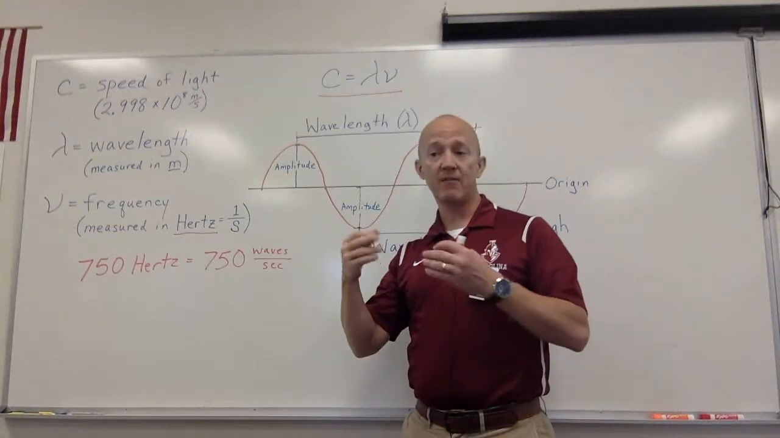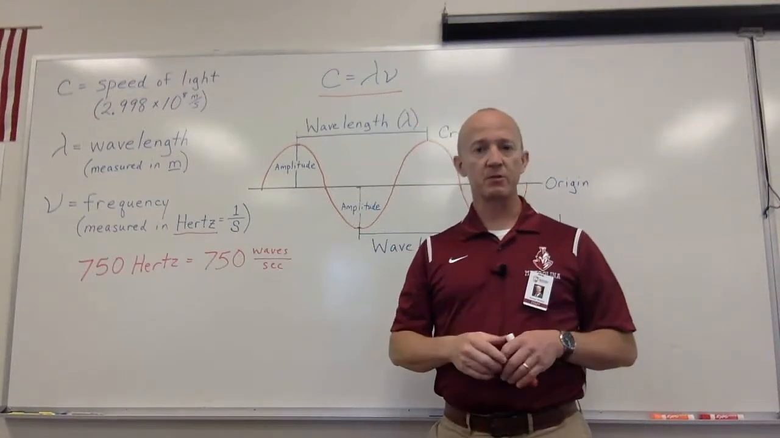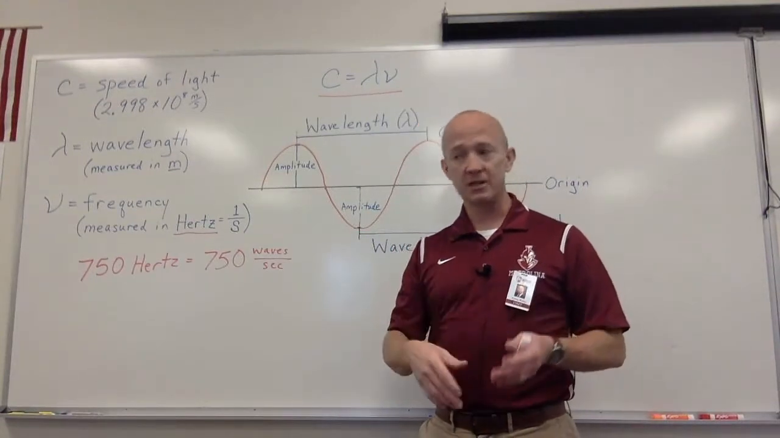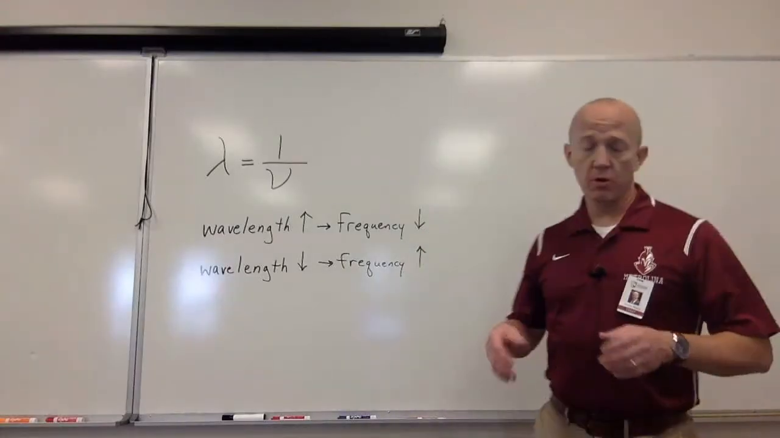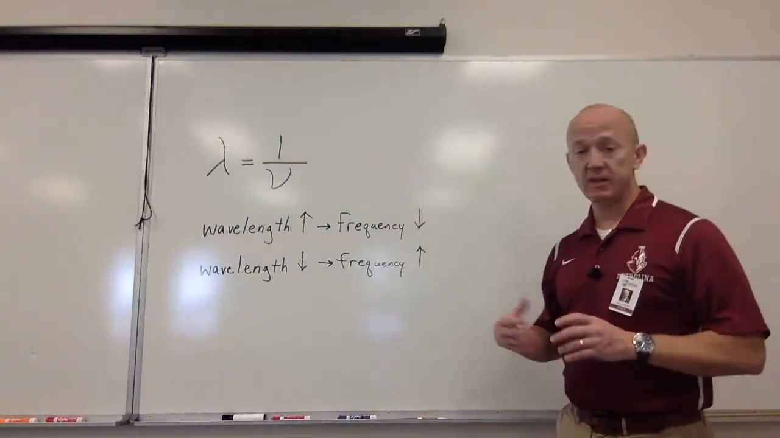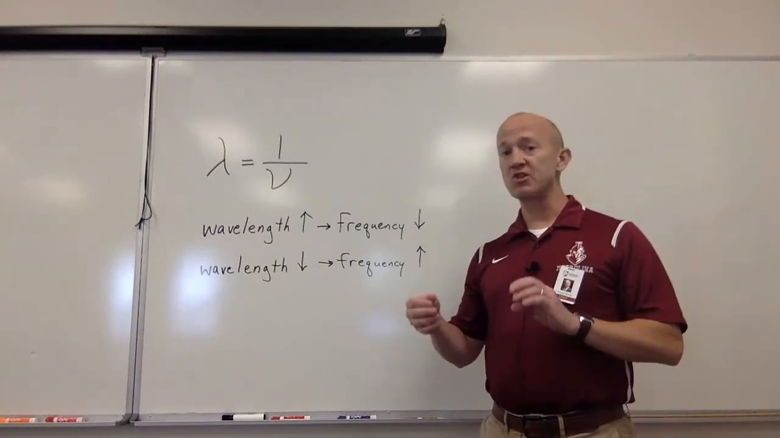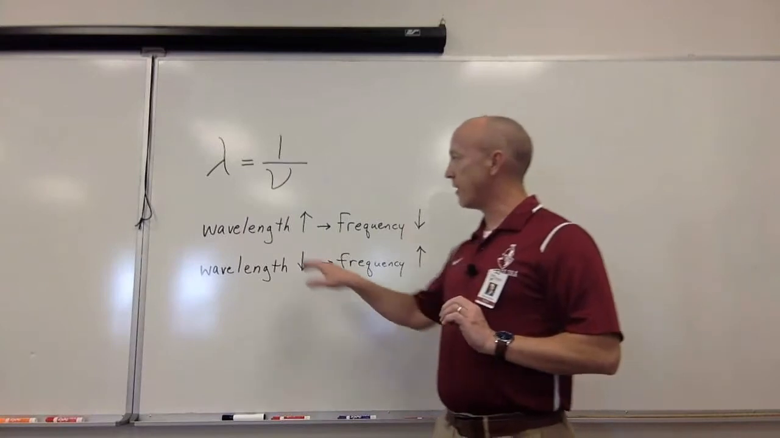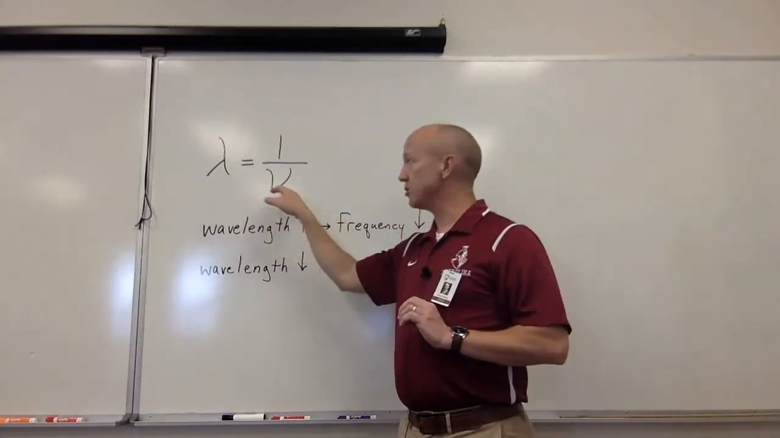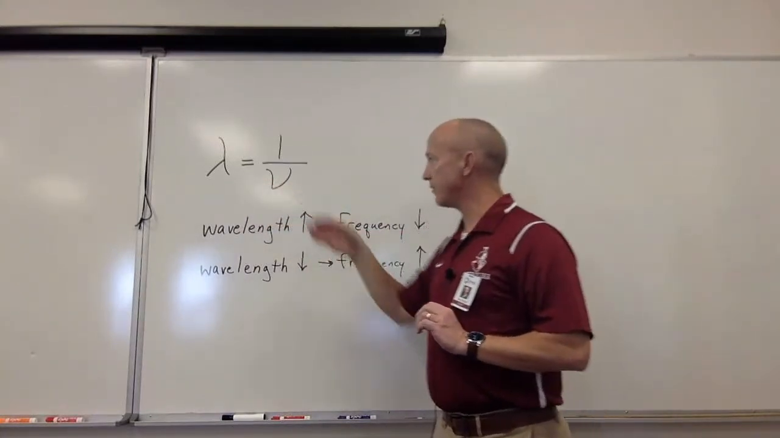So, if we have the wavelength, we can always find the frequency. Or, if we have the frequency, we can always find the wavelength. Even though all EM waves have the same speed, they can have different wavelengths and frequencies. And this is the relationship between the two. We find that there's an inverse relationship between wavelength and frequency.